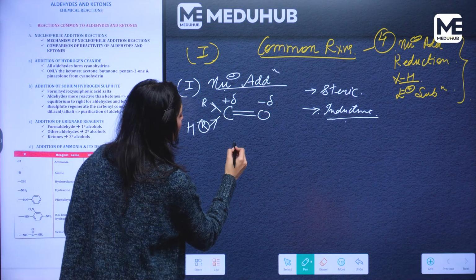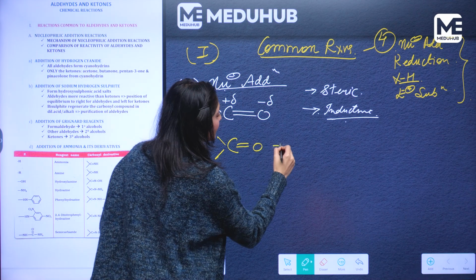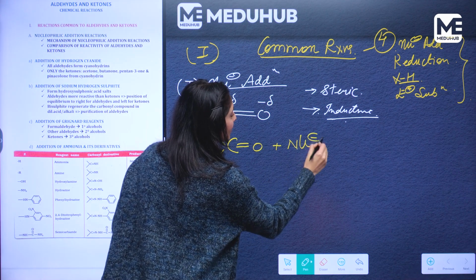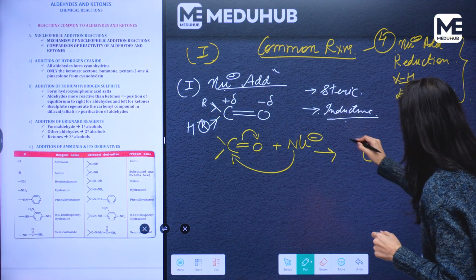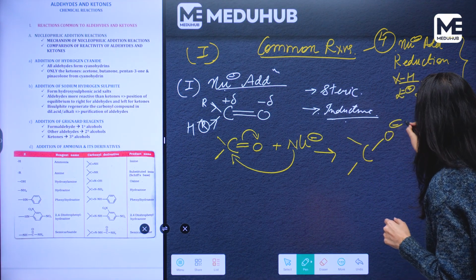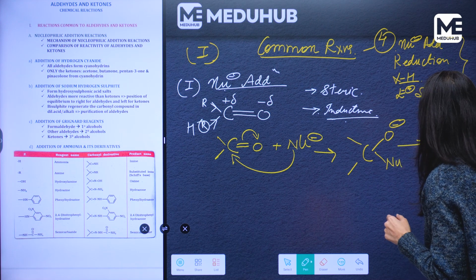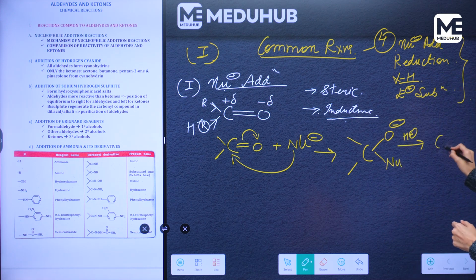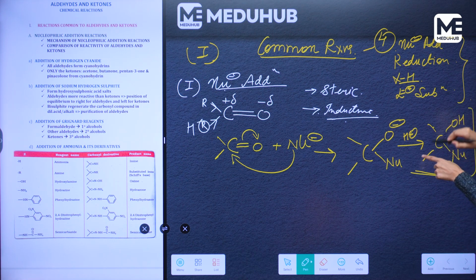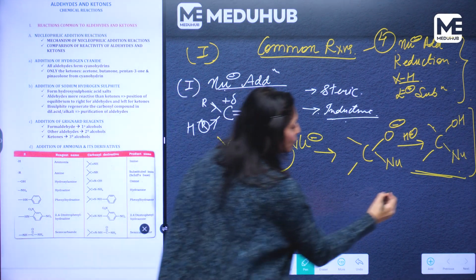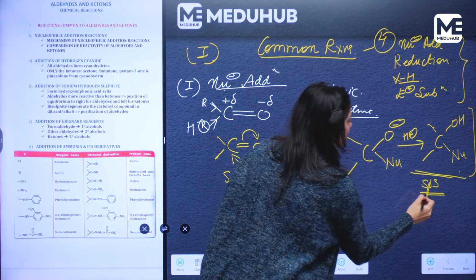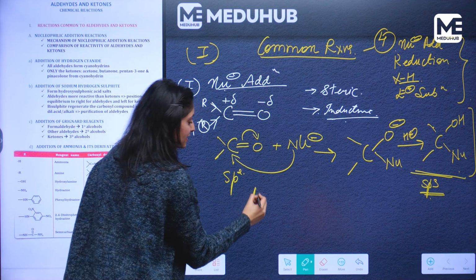Now, what happens when a nucleophile attacks the carbonyl carbon? We get a tetrahedral intermediate like this, which in the presence of acid gives us this product, which is the addition product. This product has four groups attached, so the hybridization of carbon changes from sp2 to sp3. Nucleophilic addition reactions are acid catalyzed.